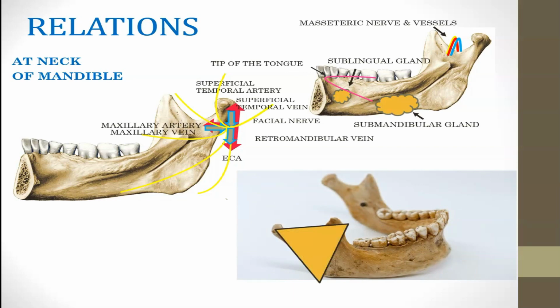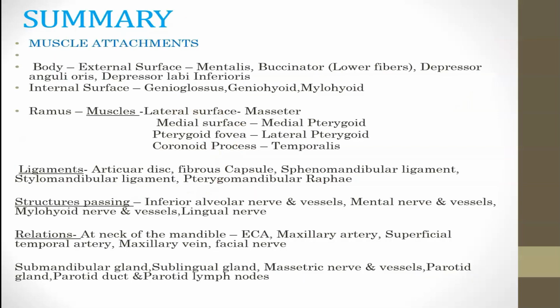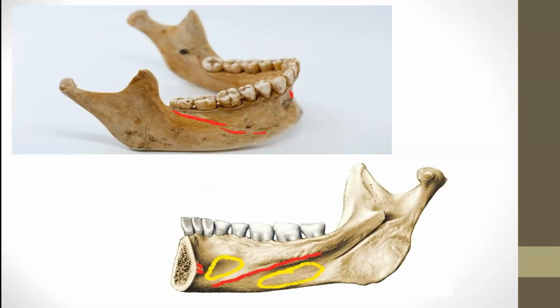And over the lateral surface, we already know the lateral surface is covered by the masseter, and over the masseter, most of the lateral surface of the ramus of the mandible is covered by the parotid gland, along with the parotid duct, which is related to the anterior border of the ramus of the mandible. Along with the parotid gland, the parotid ducts are also related on the lateral aspect of the mandible. So we can see the summary of today's portion now.